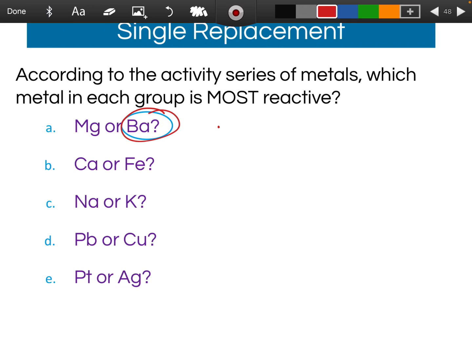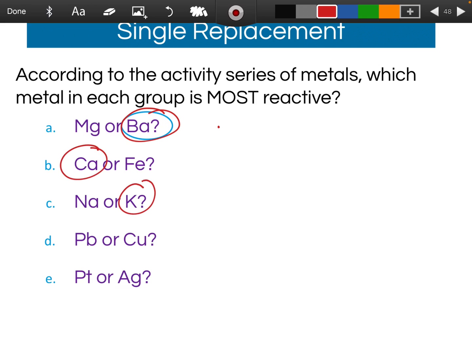Part B, we're comparing calcium and iron. Calcium again is towards the top. Iron is more towards the middle. Since calcium is above iron, calcium is going to be more reactive. The third set, part C, sodium and potassium. These are going to be closer to the top. Potassium is above sodium on the activity series list, so potassium is going to be more reactive.